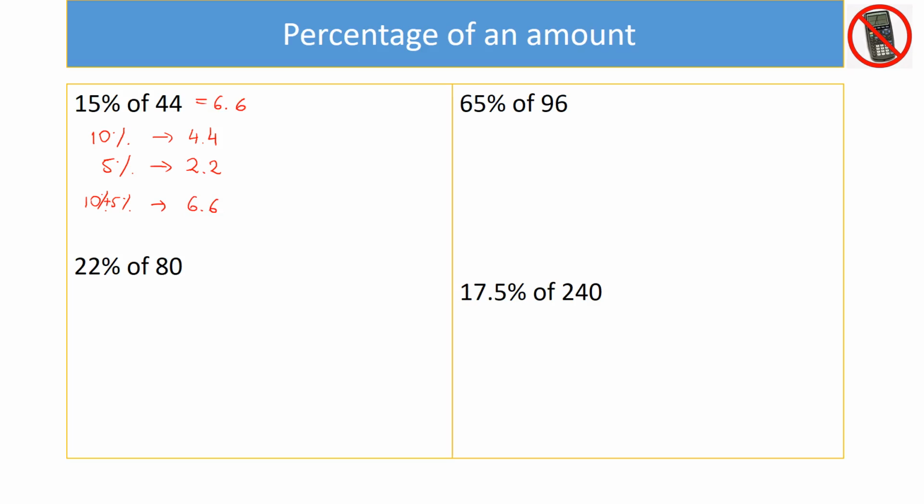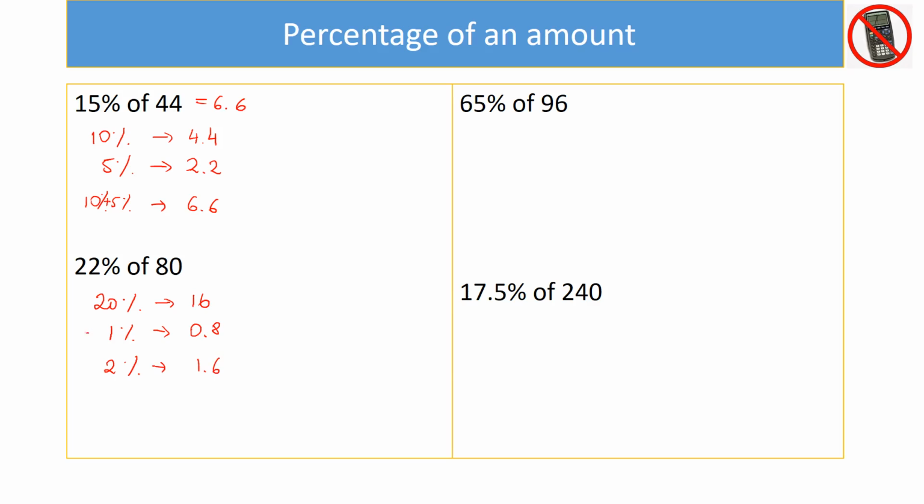To work out 22% of 80, I can work out 20%, 1%, and then 2%. So again, this is not the only way to do this, because you could work out 20% and then 2% as well. So to work out 20%, remember we need to divide the amount by 5, and 80 divided by 5 is 16. To work out 1%, we divide by 100, which is 0.8, and then I can double 1% to get 2%, and that is 1.6.